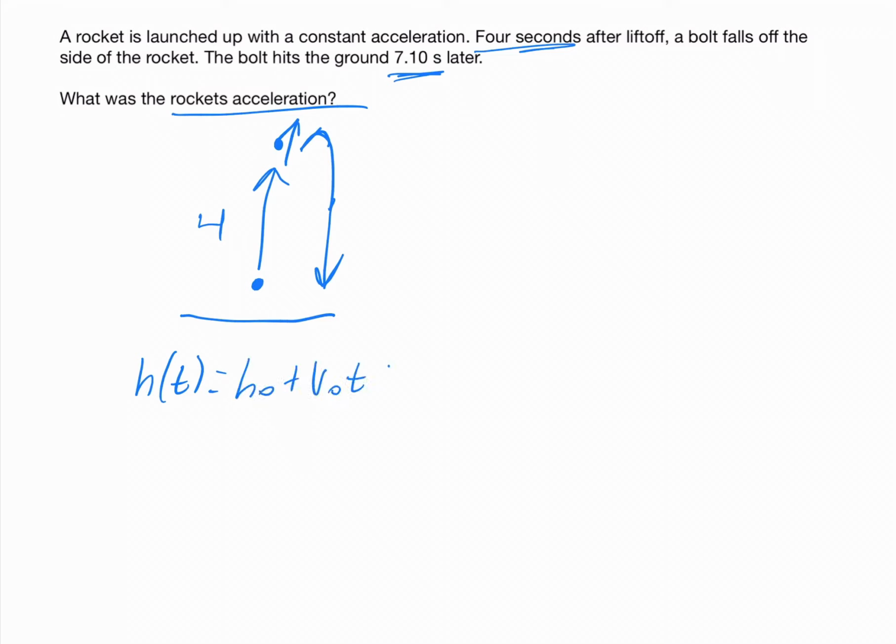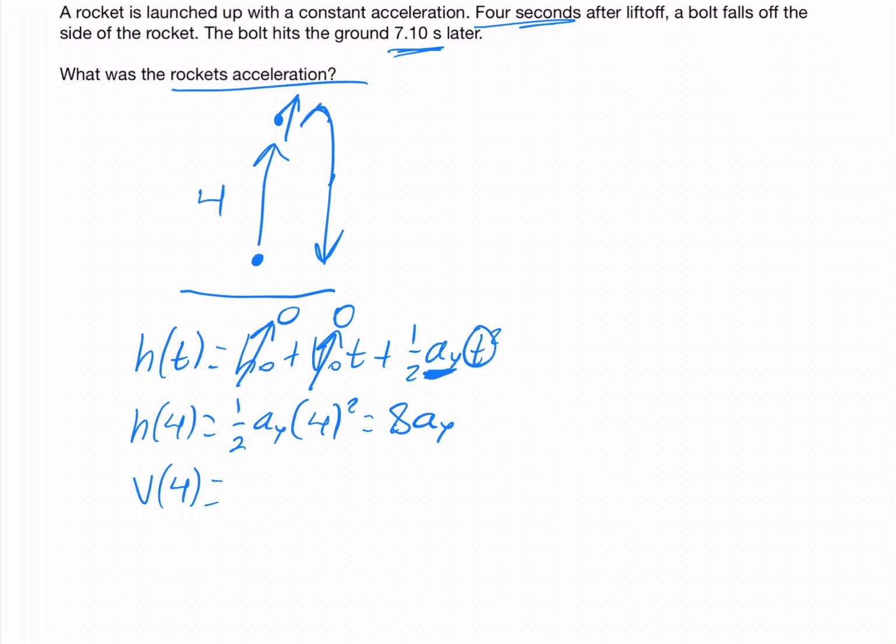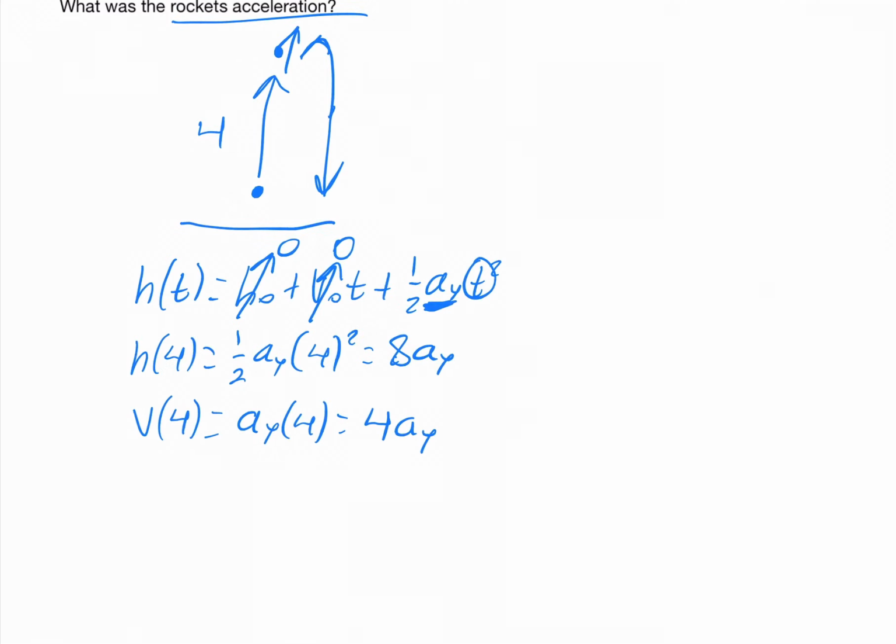What about the velocity after 4 seconds? Well, that's just v of 4 is equal to the initial velocity, which is 0, plus our acceleration times the time it takes for that to happen, which is 4 seconds. So this is 4 ay. Using these facts, I can use a kinematic equation for the bolt to solve this problem.